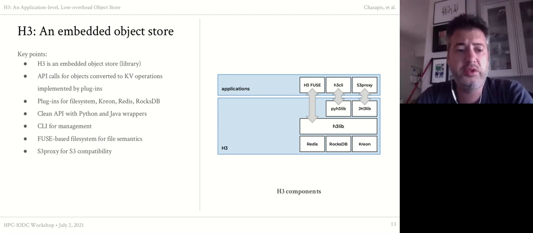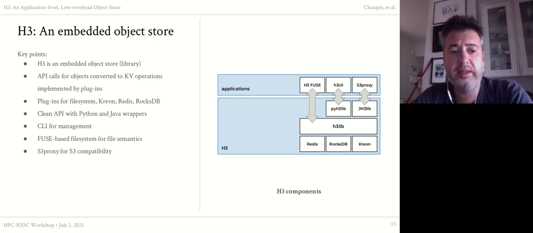This figure shows the internal structure of H3 and its various components. The core of H3 is a C library called H3lib, but we also provide Python and Java bindings. On the back end, H3 supports several key value stores like Redis, RocksDB, and Creon. Creon is our in-house developed key value store.